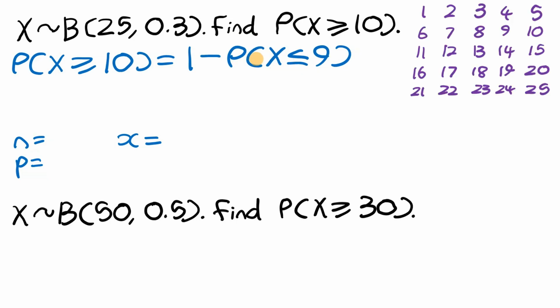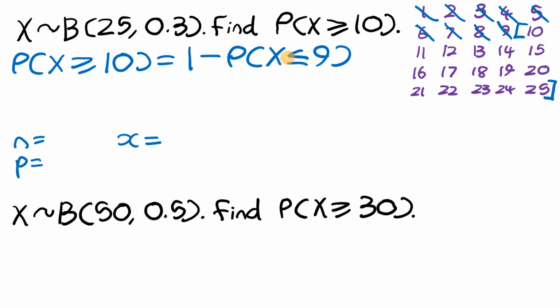The reason this works, if you think about this grid here, so n is equal to 25, so x can be equal to any of these 25 values, okay? We're trying to find the probability that x is bigger than or equal to 10, okay? So this is going to be these values here, okay? So to find this probability, we can do 1 minus the probability that x is less than or equal to 9, because this will knock out these 9 values here and just leave us with the probability that x is bigger than or equal to 10. This is why this works, okay?